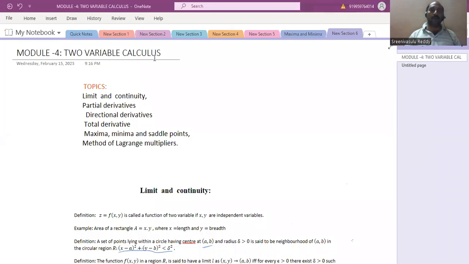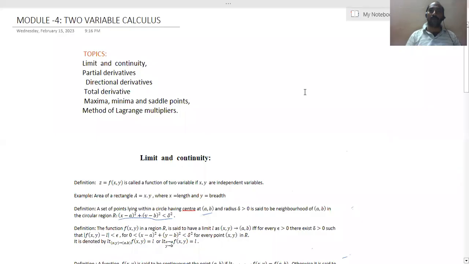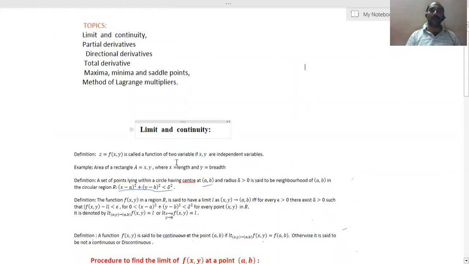So module 4, the title of module 4 is two variable calculus. The topics of this module are limit and continuity, partial derivative, directional derivative, total derivative. These three are regarding derivatives. Then maxima, minima, and saddle points, and the method of Lagrange multipliers. Today we are going to discuss limit and continuity.